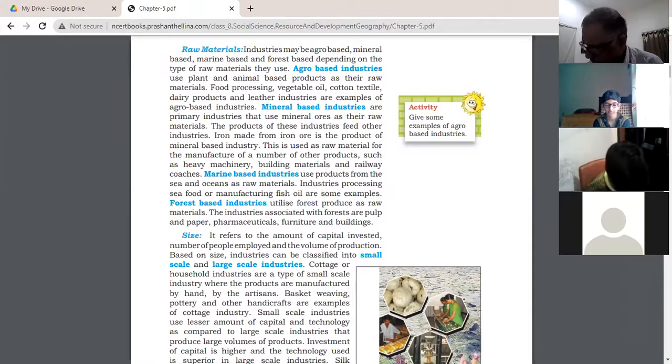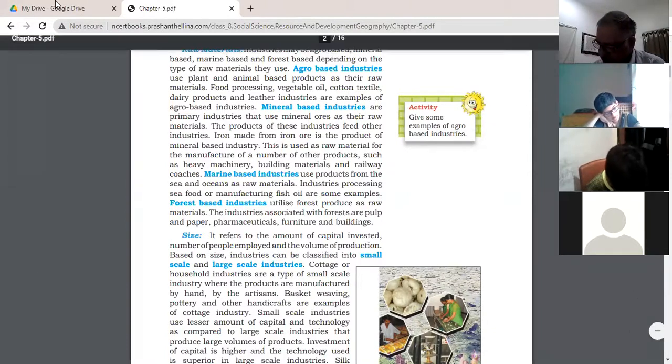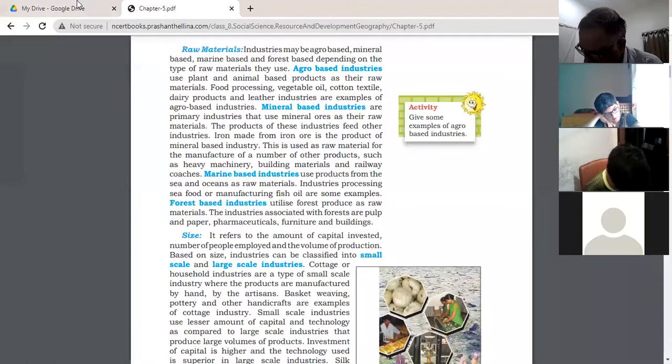Raw materials. Industries may be agro-based, mineral-based, marine-based, and forest-based, depending on the type of raw materials they use. Agro-based industries use plant and animal-based products as their raw materials. Food processing, vegetable oil, cotton textile, dairy products, and leather industries are examples of agro-based industries.